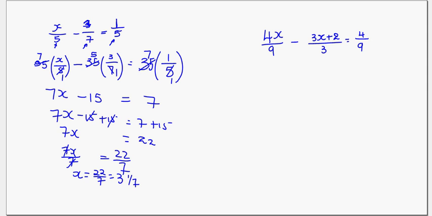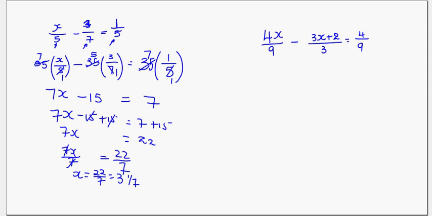Okay, so we have the next one up on the board. 4x over 9 minus 3x plus 2 over 3 equal to 4 over 9. Okay? So of course, you're looking at this and you're telling yourself, wow, how do we approach that? Well, remember I told you the method we did here is a master key. It opens several doors. If you were able to do this one and you understand it, you could apply the exact same method to this one. Okay? And we'll do it together.